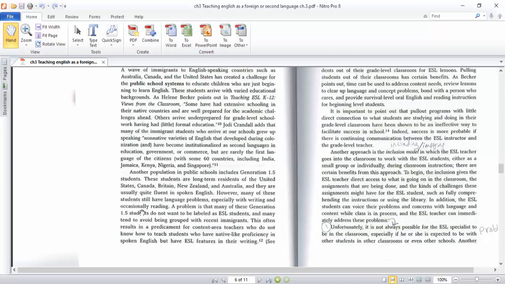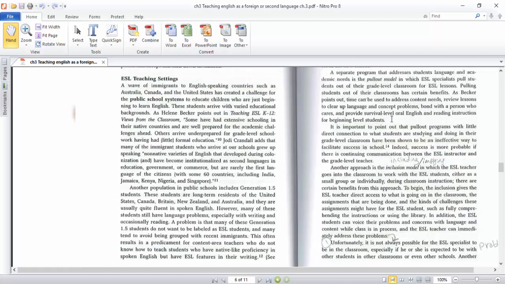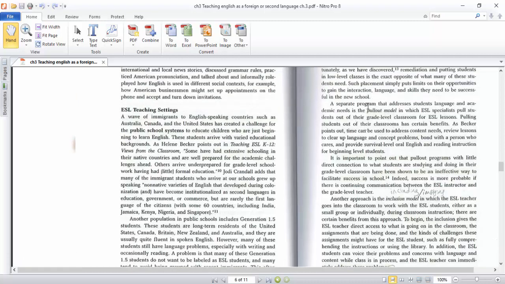Also, we should know how to teach students who have native-like proficiency in spoken English but have ESL features in their writing. If you go to the other page, you will find the models. Okay, as I mentioned to you, we have different programs to teach and address the students' language and academic needs. Needs to what? The need to teach English.